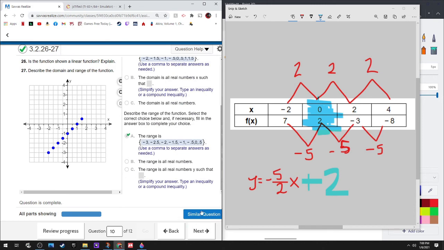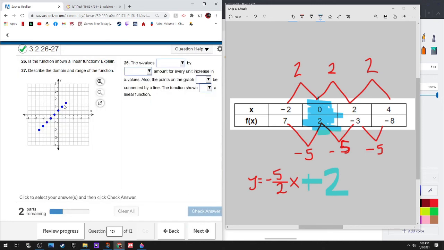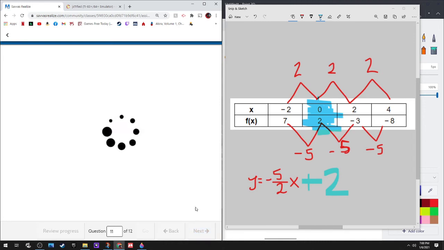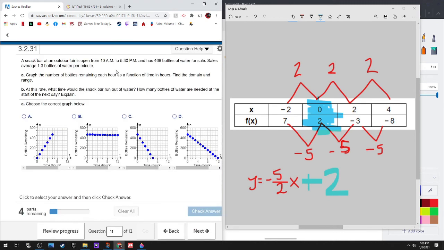So I'm going to click similar question. Oh, that's linear as well. I swear I saw one where it wasn't linear. That's what made me click that question because I wanted to use it. Oh well. All right, we got a couple more involved questions, but here we go.